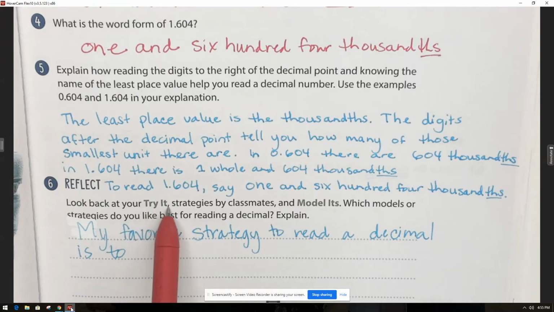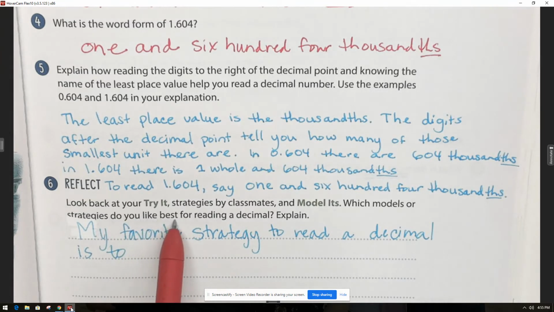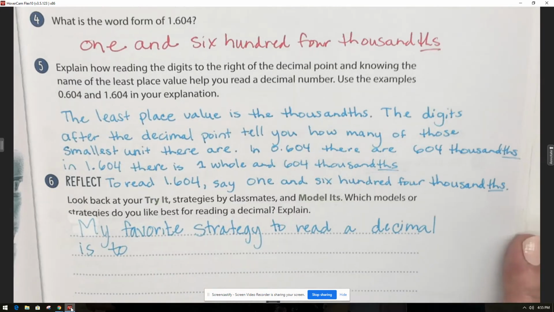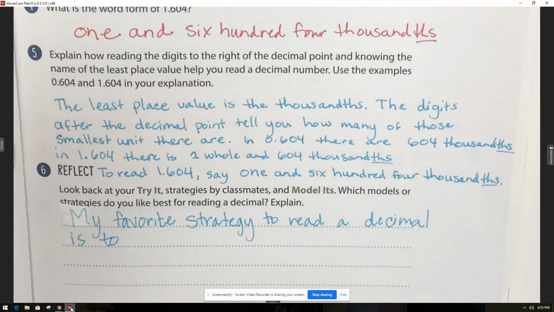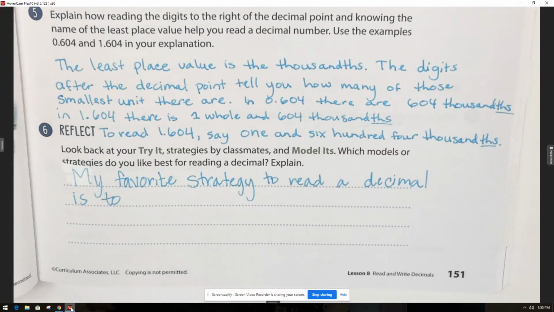Look back at your Try It strategies by classmates and model it. Which models or strategies do you like best for reading a decimal? Explain. So my favorite strategy to read a decimal is 2, and then I want you to go ahead and fill out what is your favorite strategy to read a decimal, and write it down here and let me know.